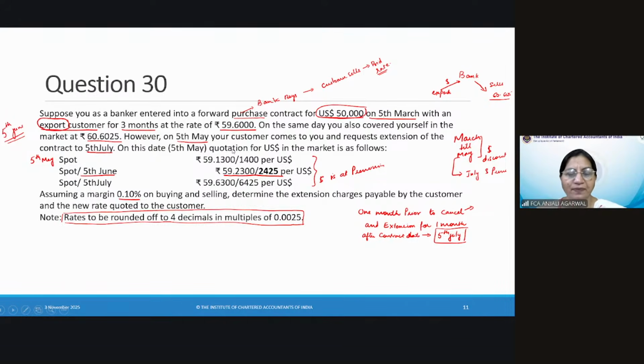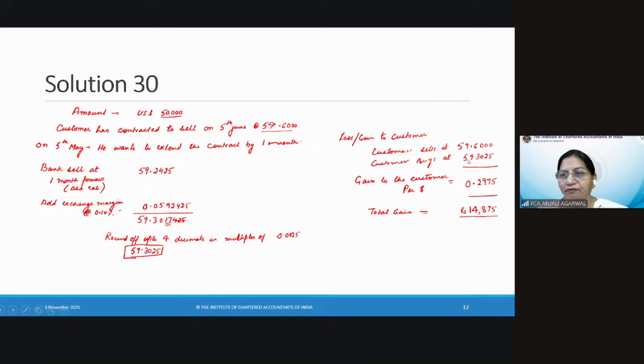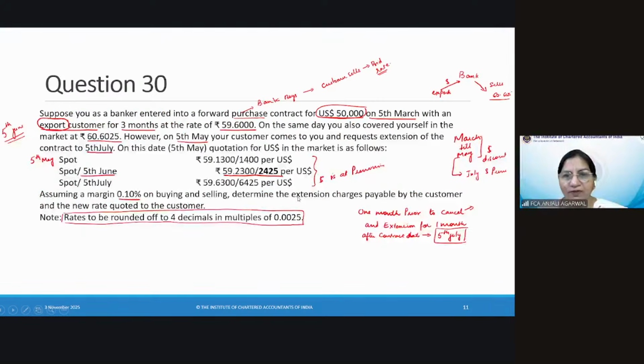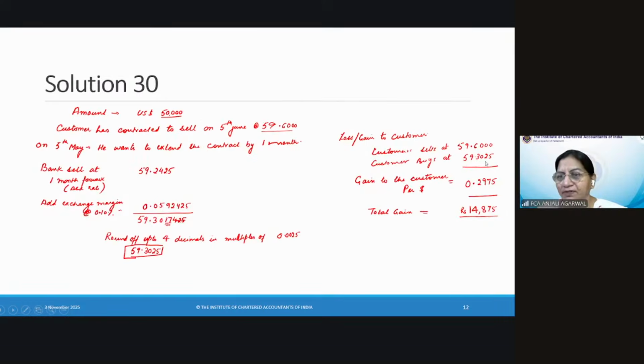So firstly, as the customer was selling, he will have to buy the dollars on 5th June. So ask rate would be applicable. The rate was 59.2425. After 0.10% margin, the rate was finalized at 59.3025. Now the customer is selling at 59.60 and buying at 59.30. So the customer stands to gain 0.2975 rupee per dollar. And on $50,000, it becomes 14,875 rupees. Okay.